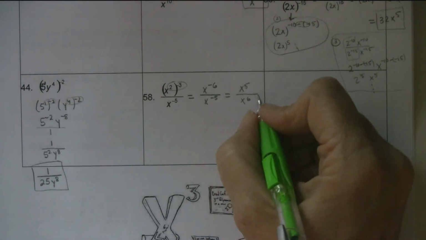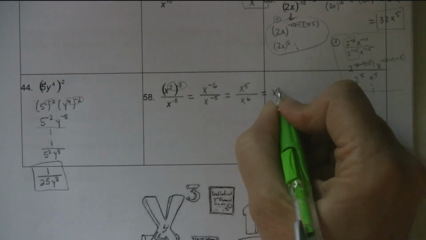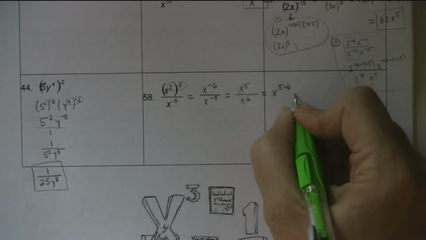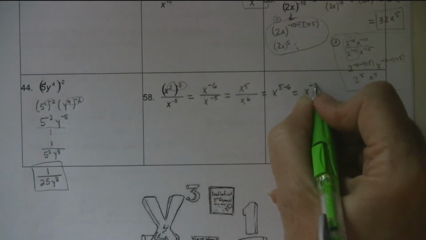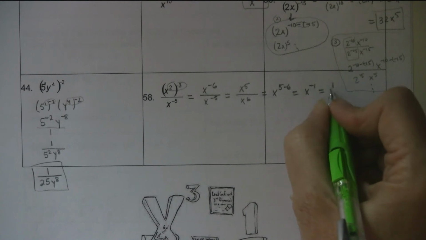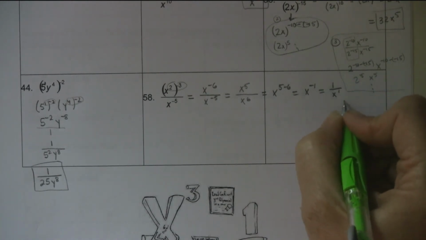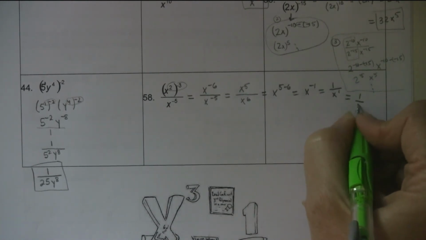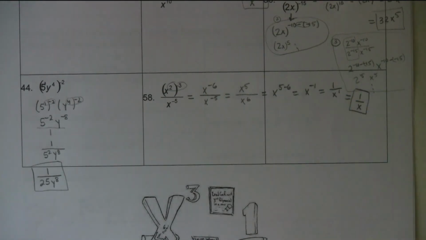And so now I'm going to use my quotient rule. This is x to the 5 take away 6, which is negative 1. Yeah, you would have gotten the same answer. And then this is 1 over x to the 1, which is the same as 1 over x, right? So there's our answer there. And so however you want to go is just fine.